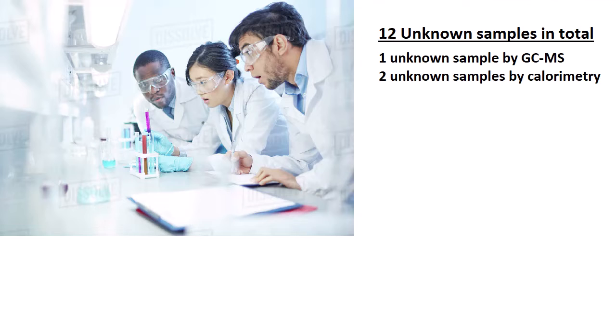This lab requires the participation of everyone else performing it. There are 12 unknown samples in total. Each group will analyze a single unknown sample with GCMS and 2 unknown samples with a calorimeter apparatus. The measured results for every group will be necessary to complete this lab and subsequent post-lab.